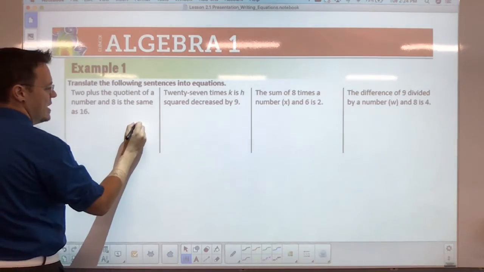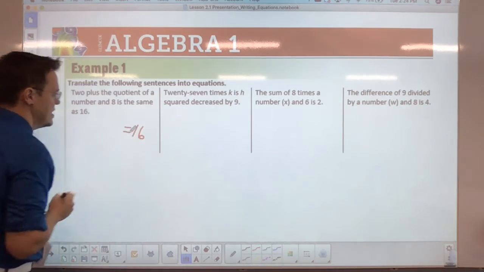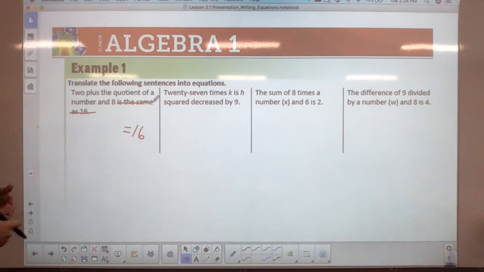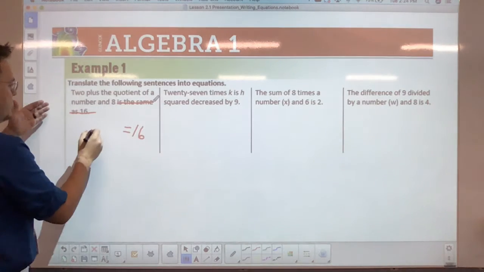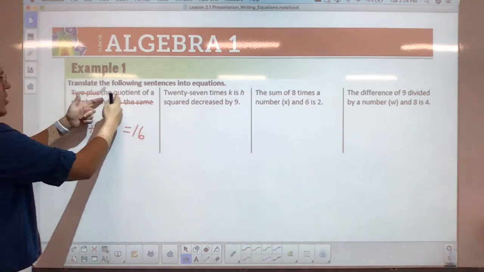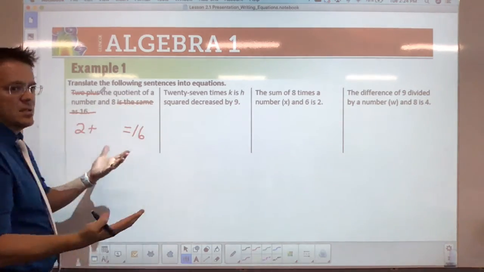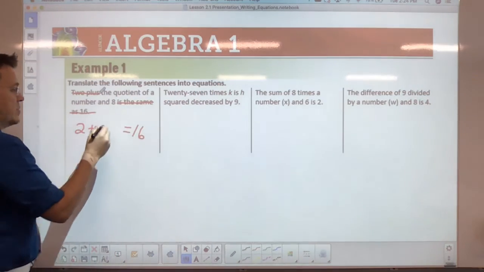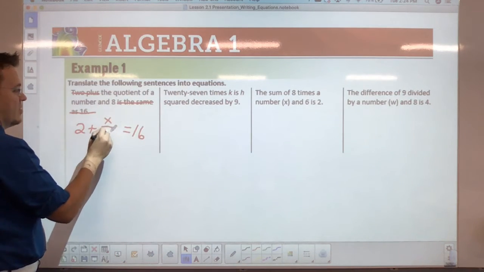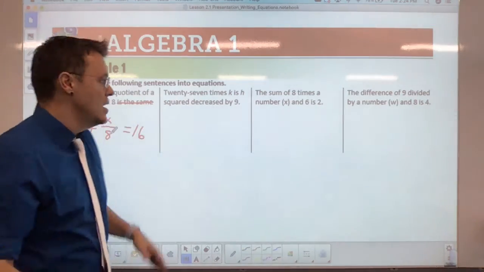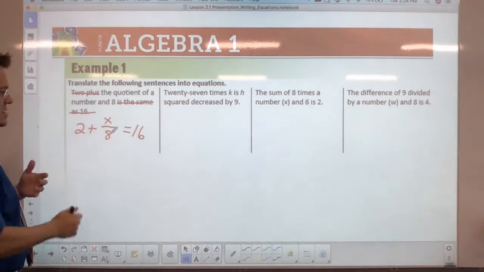Okay, so we know we're ending it with 16. We know it's equal to 16. Now, I'm going to get rid of this because it's kind of creeping me out. All right, so we got 2 plus the quotient of a number and 8. All right, so we got 2 plus. Okay, if I get rid of the 2 plus, what's left? The quotient of a number and 8. Isn't that what we just did before? The quotient of a number and 8? So basically you're telling me it would just be x over 8? That's it. Okay, now the variable you stick right there is up to you. I forgot to put one in on here, so that's the actual answer.